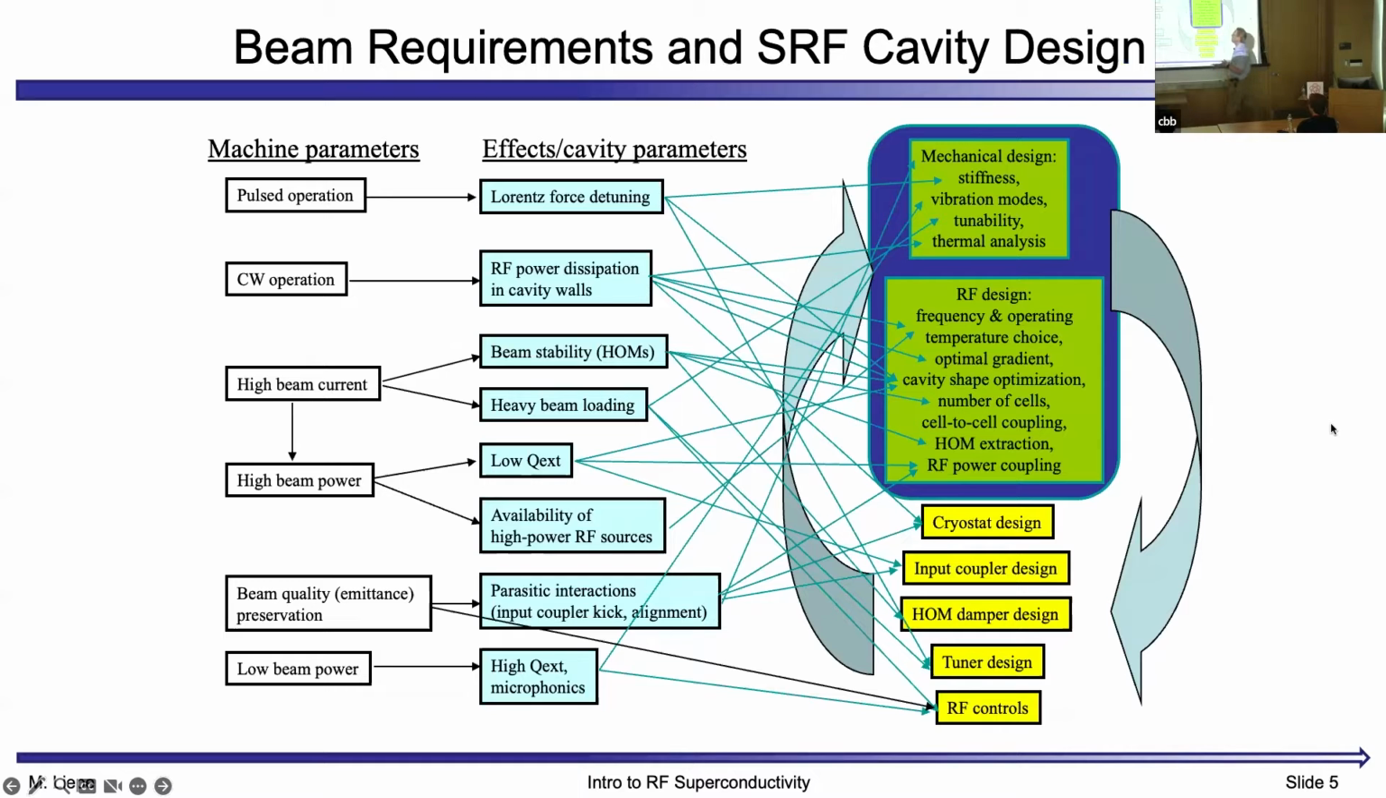On the left side, there are some machine parameters like the beam current, whether it's CW, continuously on, or pulsed, and what kind of beam power needs to be delivered at the end. That is whatever is needed to drive the science of the application. That translates into some design parameters for the cavity. Again, details matter here. And then this impacts things like the cryostat design for the cavity and the input coupler, which is used to couple power into the cavity. So all these technical components get derived based on what the accelerator is supposed to deliver at the end.